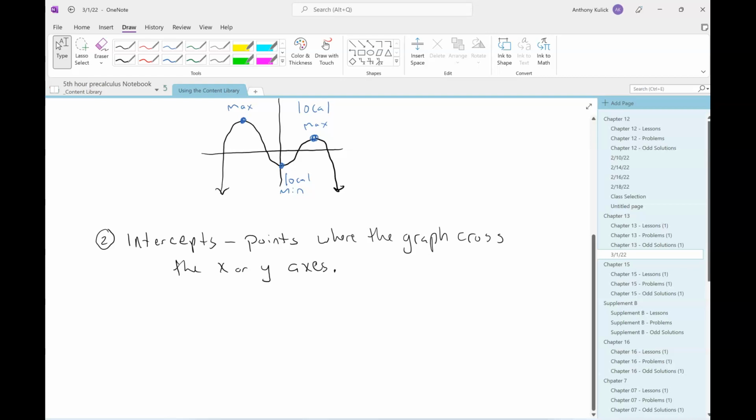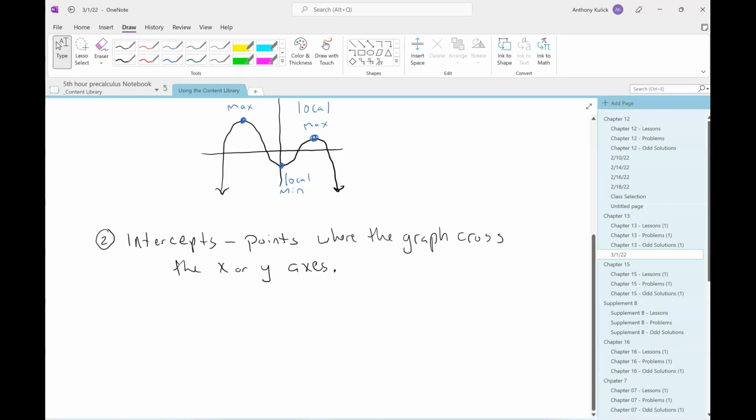How many x-intercepts can the graph of a polynomial have? Really any number, right? So it could be 0. It could not cross at all. Imagine a parabola that is just above the x-axis, doesn't have to cross at all, but it could cross 1 time, 2 times, 3 times, 4 times, 5 times, however many you want.